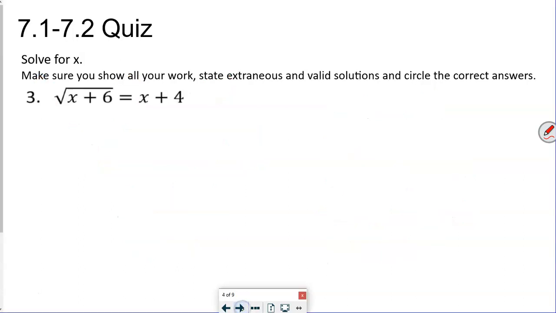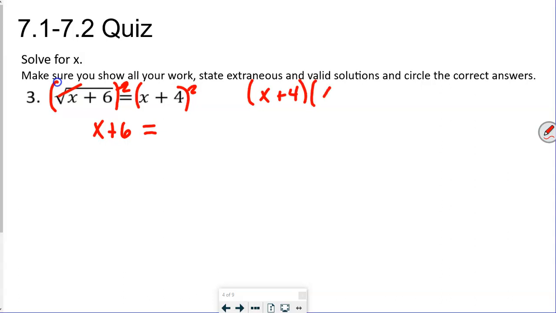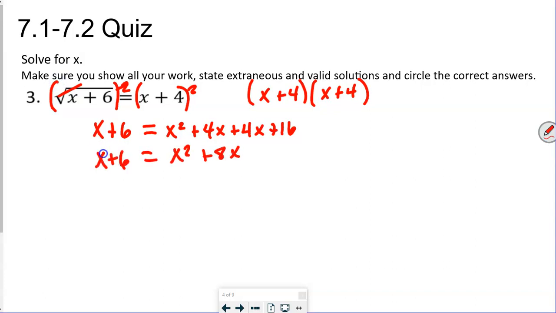Okay? All right, so now this one, we're going to square both sides. We're going to square this side, and we're going to square this side. When we square this side, again, these two are going to cancel each other out, so we're left with x plus 6. When we square this, remember, this is the same thing as x plus 4 times x plus 4. Okay, that's what squared is. So x times x is x squared. Then we have plus 4x plus 4x. And then we multiply the 4 times 4, we get 16. We're going to keep simplifying. So this will be x squared plus 8x plus 16.